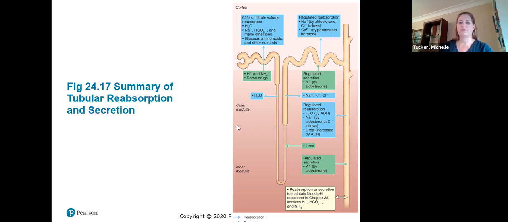So for chapter 24, we're going to focus on things like glucose and amino acids: how much is reabsorbed, where is it reabsorbed, as well as water and salt. Those are the four big ones. We'll touch on urea. Urea is a nitrogenous waste product, and we're not going to go into the urea cycle. We're just going to talk about how urea contributes to this concentration gradient. So just a tiny bit.